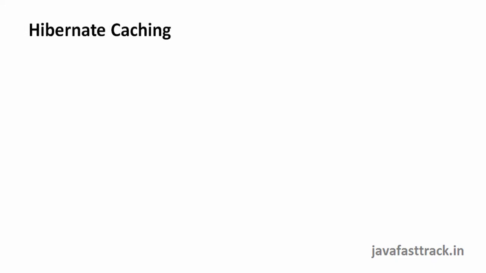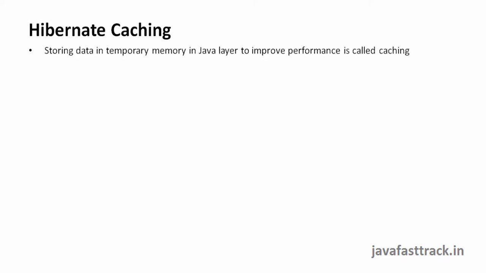First of all, what is the meaning of caching? Caching is about storing data in temporary memory in the Java layer to improve the performance. As we know, data is mostly stored in the database, but now I am talking about storing data in the Java layer itself to improve the performance of retrieval. That is called caching.